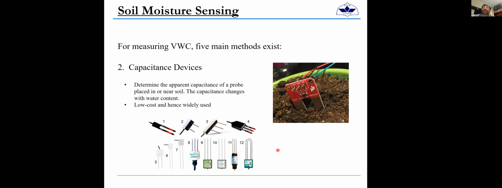Yes, these are the sensors that you have already seen in the LUMS nursery during your field visits. These are very cheap sensors.